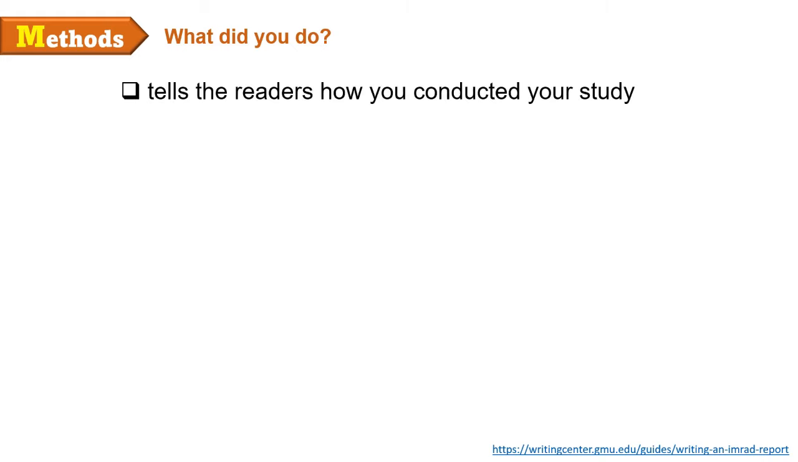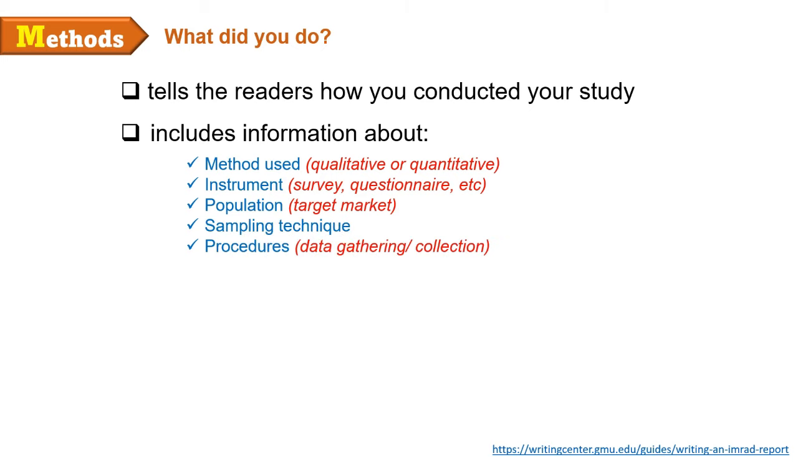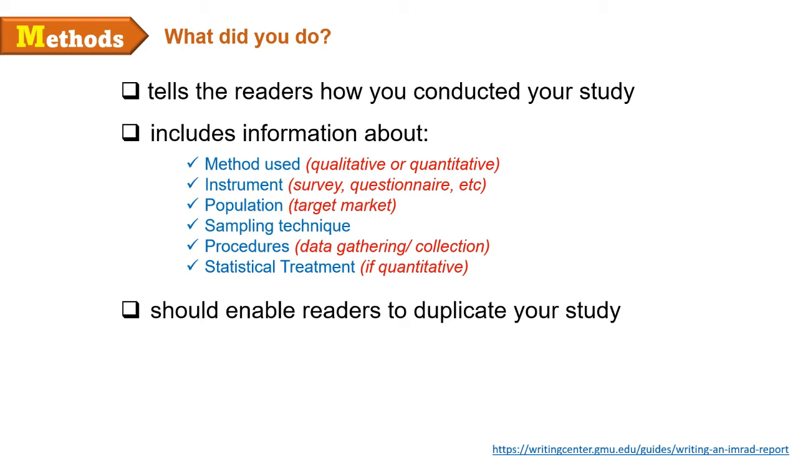Next to the introduction is the method section. It answers the question, what did you do? The method section tells readers how you conducted your study. It includes information about method used, instrument, population, sampling technique, procedures, and statistical treatment. The gold standard of the method section is that it should enable readers to duplicate your study.